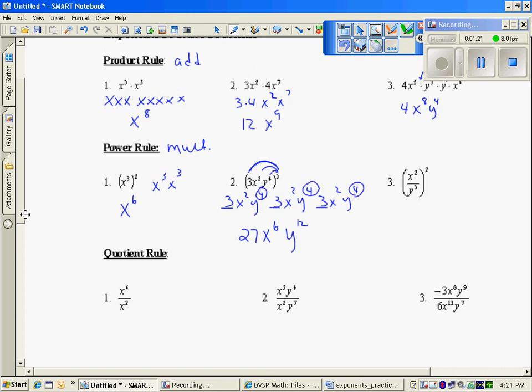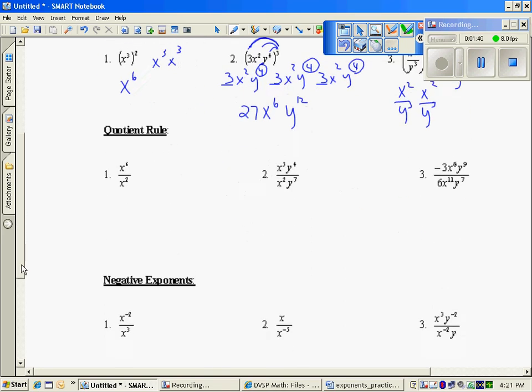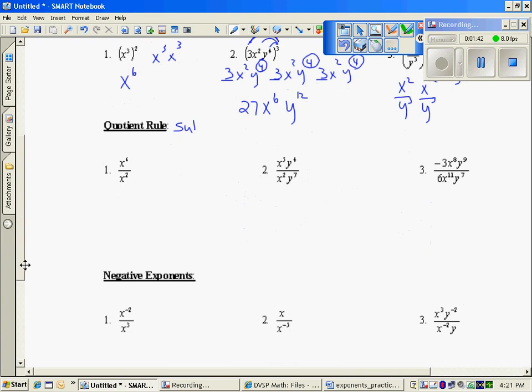If I was to expand, fractions are no different. I don't have a coefficient, so since these are all just exponents, I could multiply them. And if I wanted to, I could also show x squared y cubed 2 times, which means x to the fourth over y to the sixth. The quotient rule was subtraction of the powers.